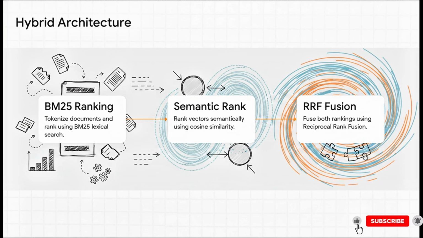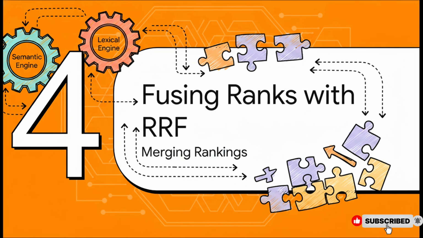Our overarching hybrid architecture works in 3 very distinct steps, and the really brilliant thing here is that the first 2 happen in parallel, totally independent of each other, which is incredibly efficient. First, we tokenize our documents into sublists of words and rank them using BM25. Second, we use a sentence transformer to grab our embedding vectors, and then we rank them semantically using cosine similarity. And finally, step 3 is where the magic happens. We fuse them together.